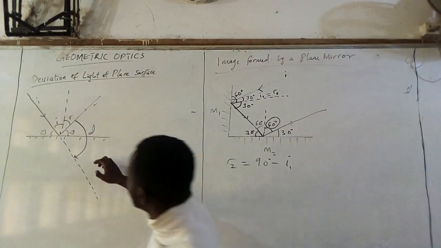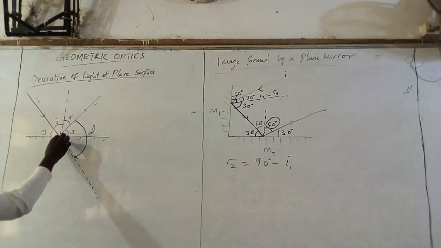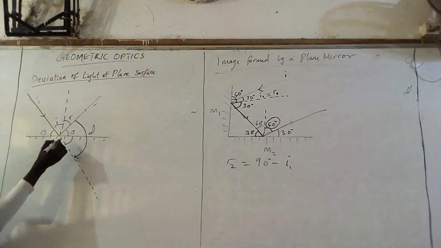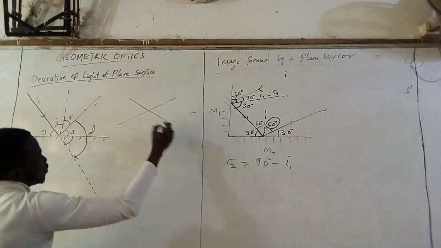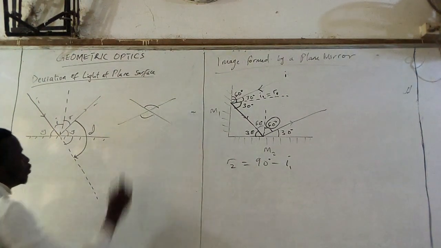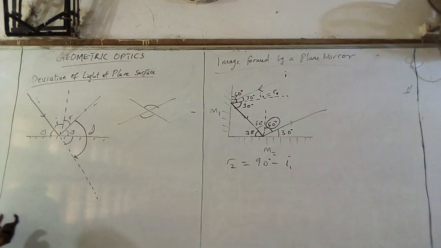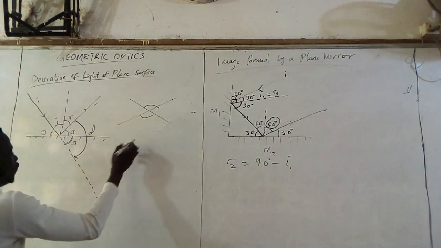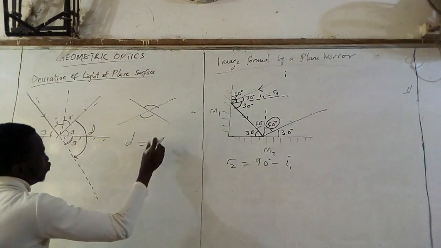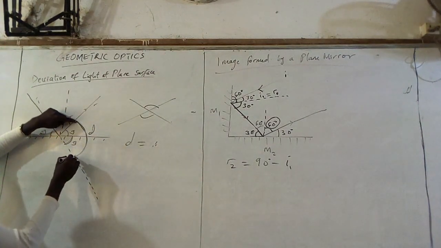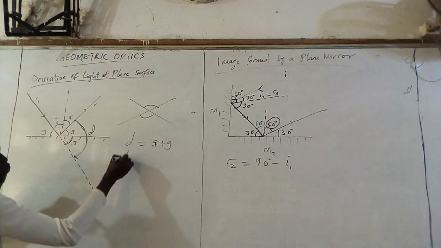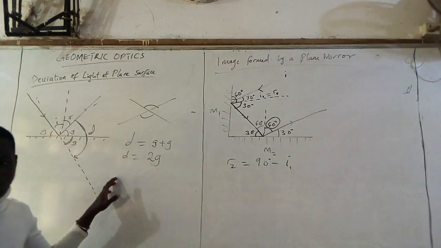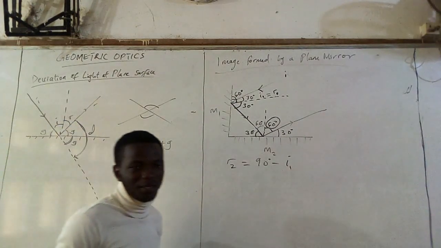Now from geometry again, if this is G, then this angle here is equal to this angle. Whenever you have two lines crossing each other, the angle here is equal to this angle, called the vertical opposite angle. So if this place is G, this place is also equal to G. That means the deviation is equal to G plus G, so deviation is equal to 2G. So to calculate any deviation, it is equal to 2 times the glancing angle.